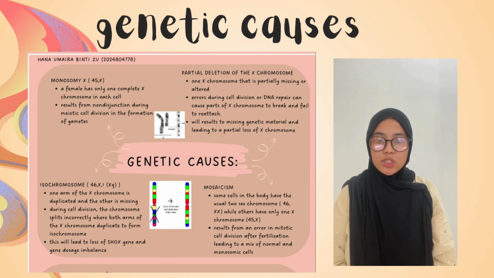Lastly, isochromosome, which means that one arm of the X chromosome is duplicated and the other is missing. During cell division, the chromosome splits incorrectly, where both arms of the X chromosome duplicate to form an isochromosome. This will lead to loss of the SHOX gene and gene dosage imbalance, and results in Turner syndrome.